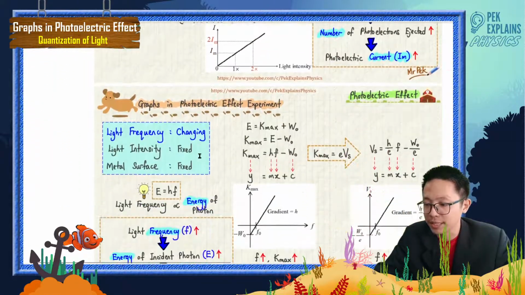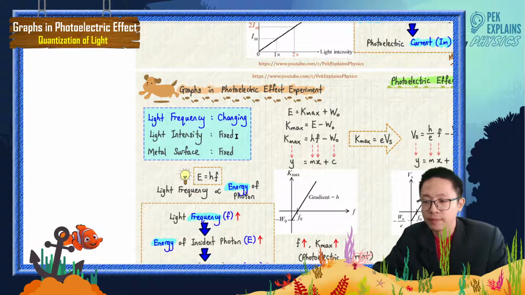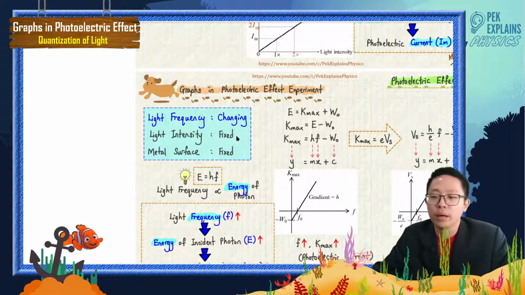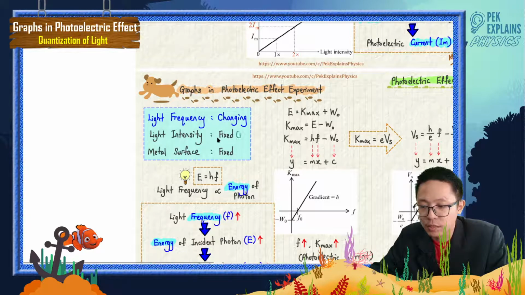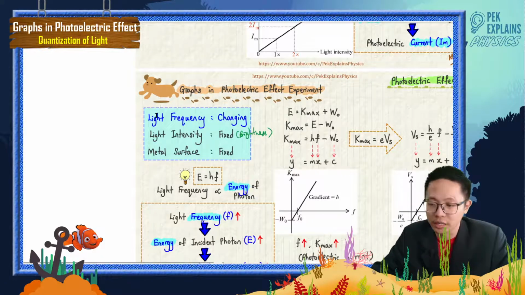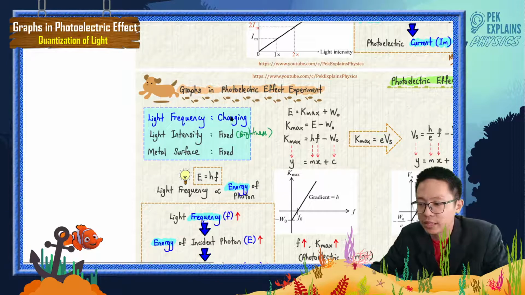Now, the second case is we fix the intensity, meaning the number of photons we fix. The number of photons we fix means the brightness we fix. But we change the frequency. That means we change the type of light. This one is actually about the type of light we change.